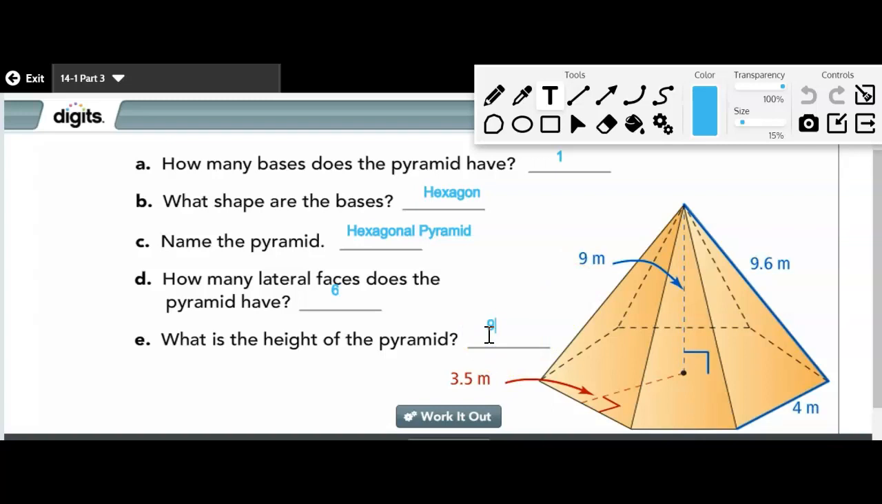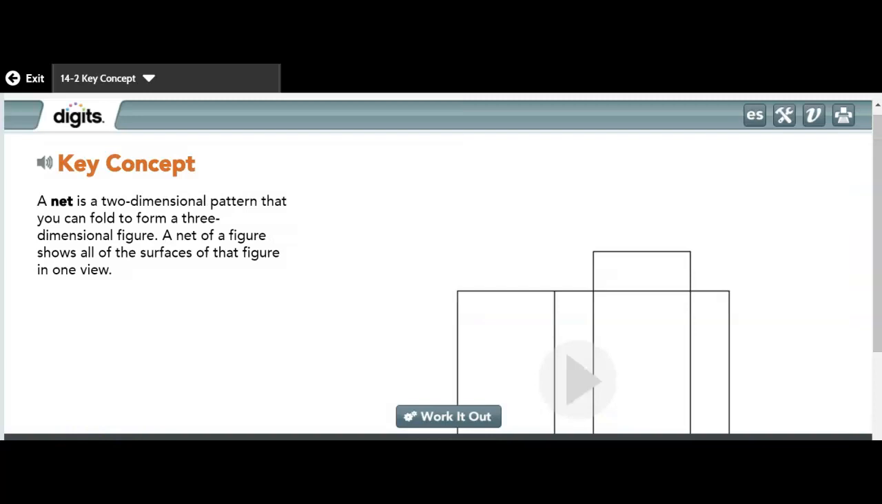That is it for guided notes 4.1. You can go ahead and get out your 4-2. In lesson 4-2, the key concept, it says a net, which is going to be your answer there. A net is a 2-dimensional pattern that you can fold to form a 3D figure. A net of a figure shows all of the surfaces of the figure in one view.